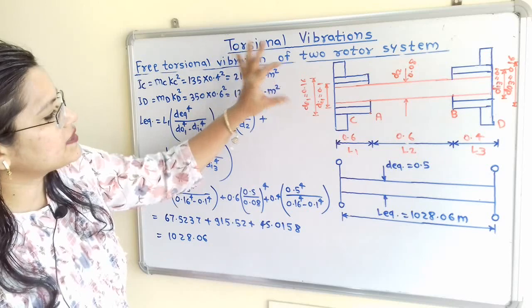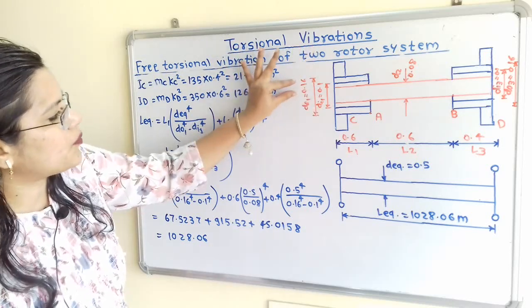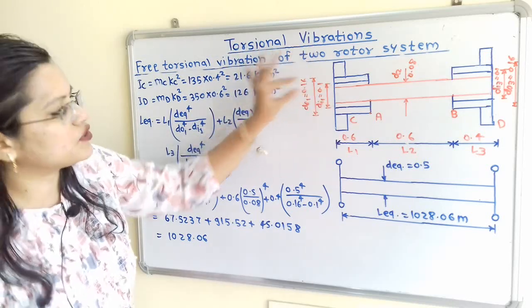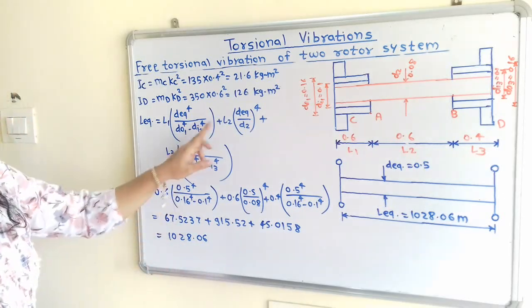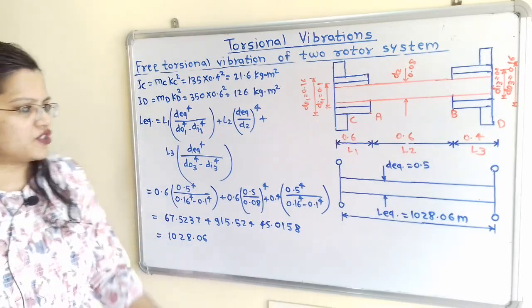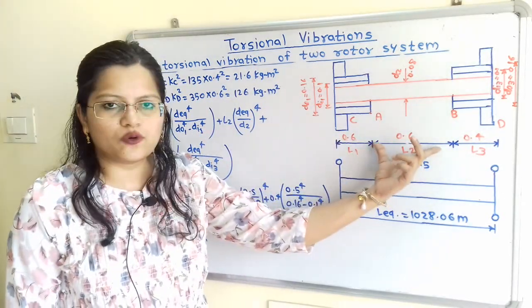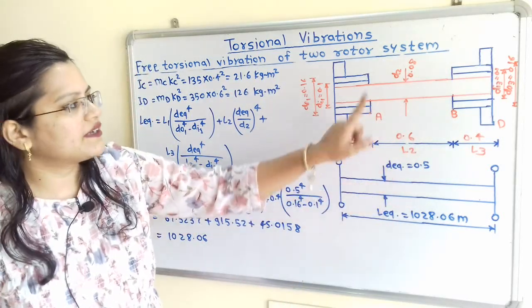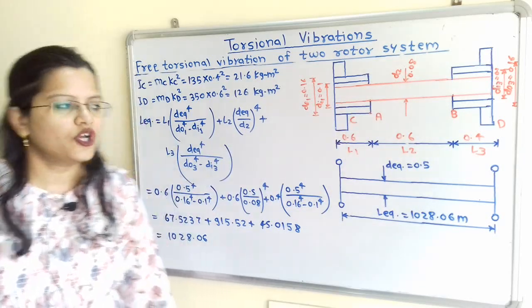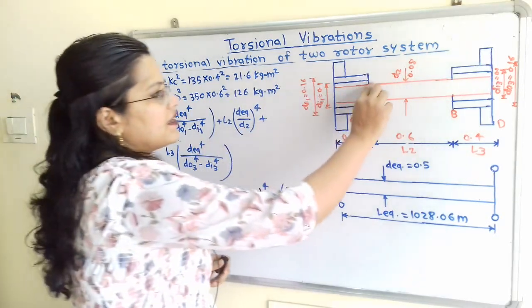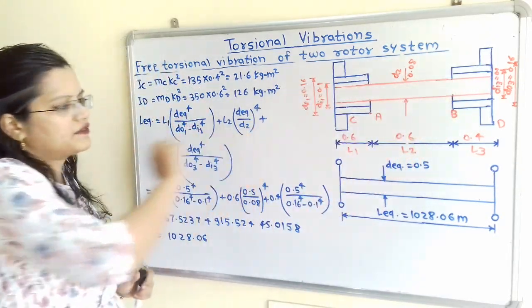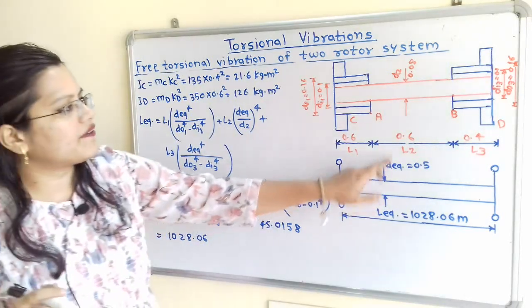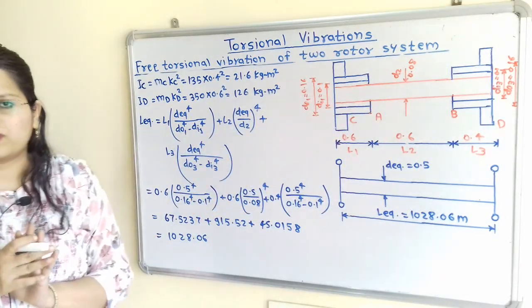So the solid part is having outer diameter 0.16 and inner diameter 0.1. Plus, now we will move to the second section. For the second section, L2 multiplied by D equivalent raised to 4 divided by D2 raised to 4. So here there is only a single diameter, that is for the hollow shaft. So we have to refer here the D equivalent by D2 raised to 4.